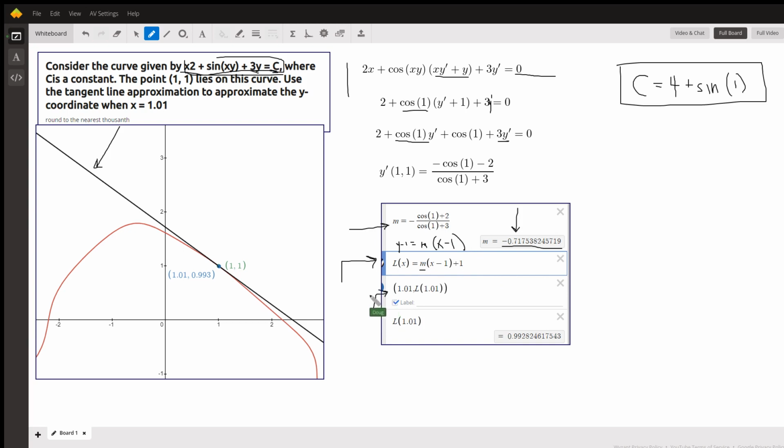Okay, and this is just another point on the graph, which is down here. You can't really see it. It's real close to 1, just 1/100th away, but it's below the tangent line. So at 1.01, the y value on the red graph will be a little bit less than 0.993. So this is an overestimate because the tangent line is above the red curve, but there's the value right there.